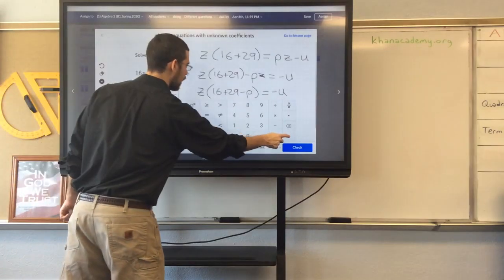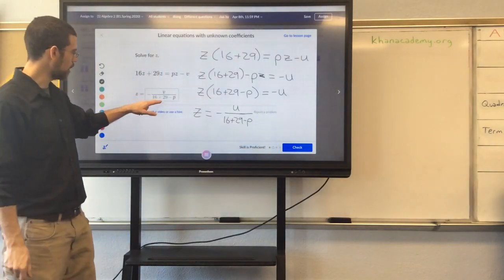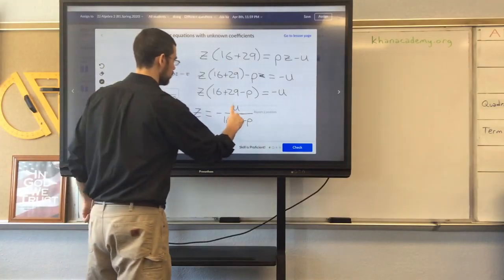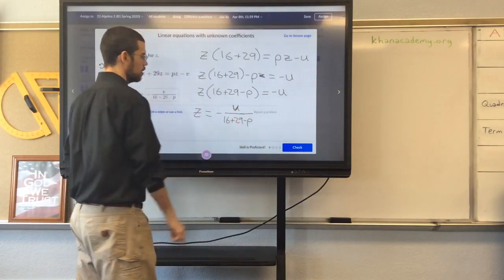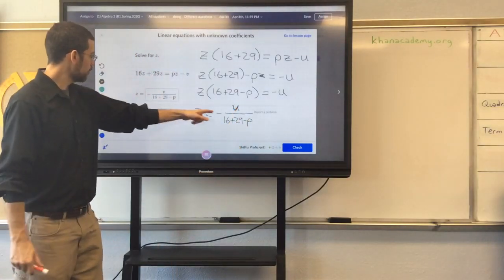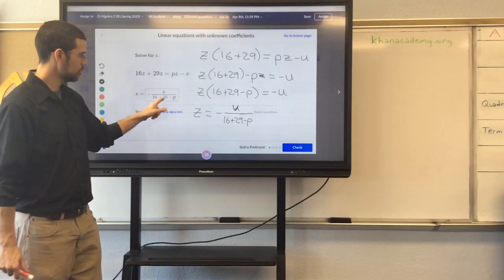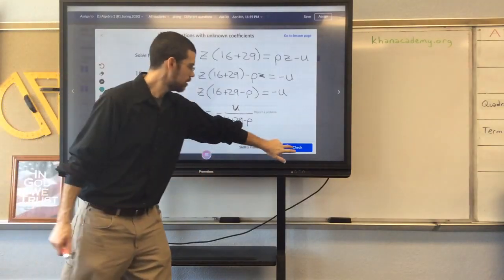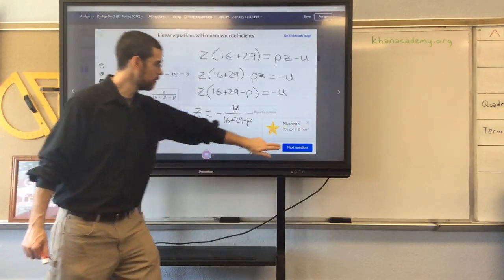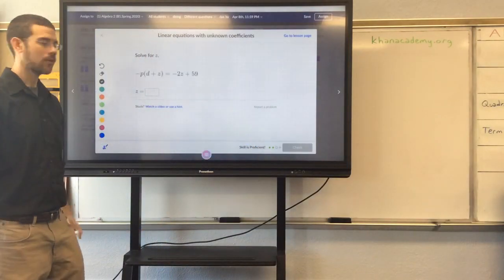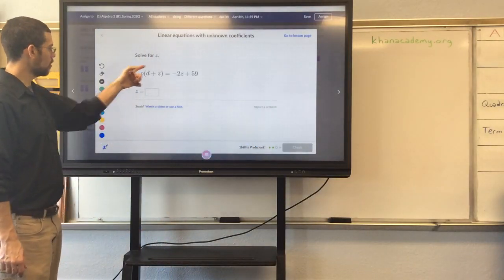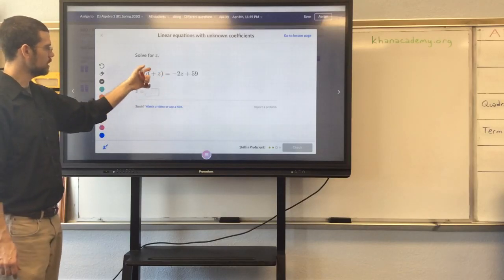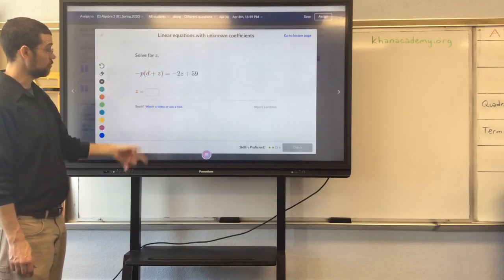So let's make sure I wrote in what I meant to. So this is a v. Negative v over 16 plus 29 minus p. And we're done with that one. Next one, we've got all of this stuff. There's a p, a d, a z, another z, and we're solving for z.